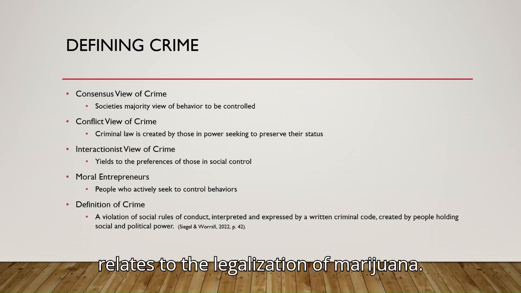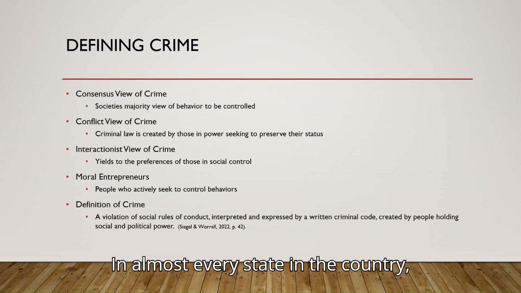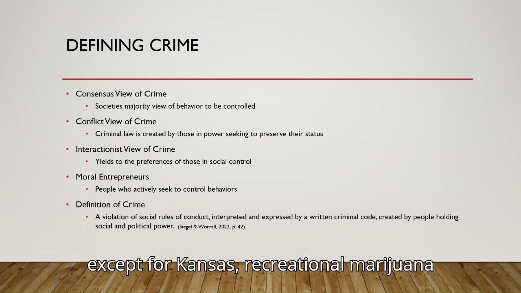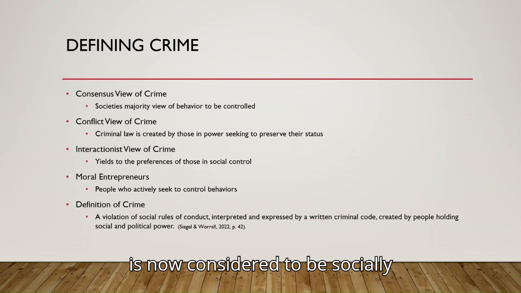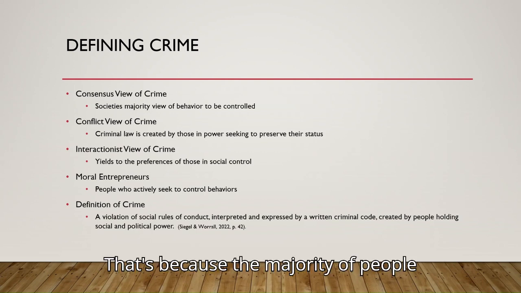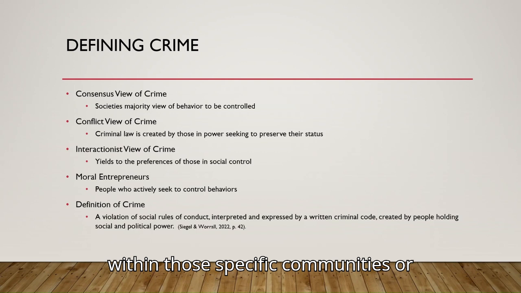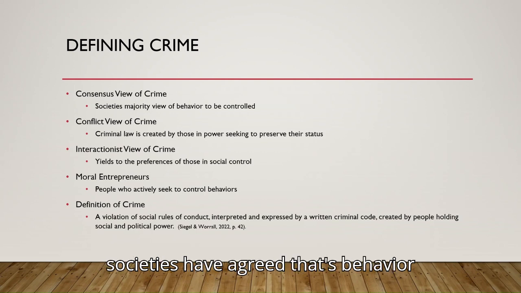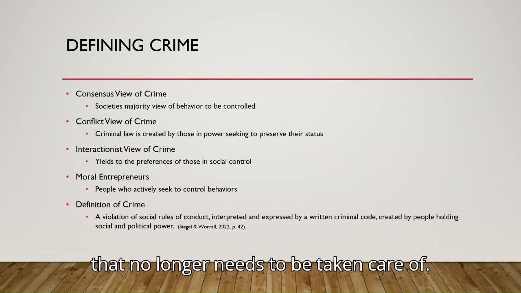Another example relates to the legalization of marijuana. In almost every state in the country, except for Kansas, recreational marijuana is now considered to be socially acceptable, even though it's tightly controlled and is no longer criminal. That's because the majority of people within those specific communities or societies have agreed that's behavior that no longer needs to be taken care of.